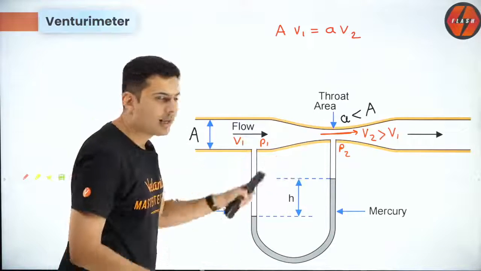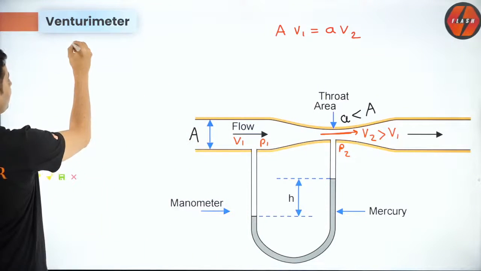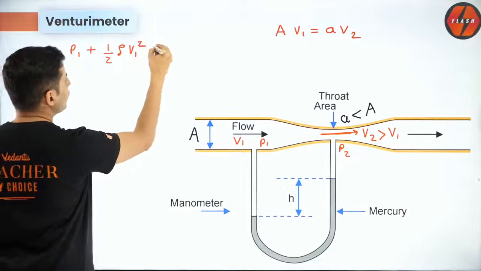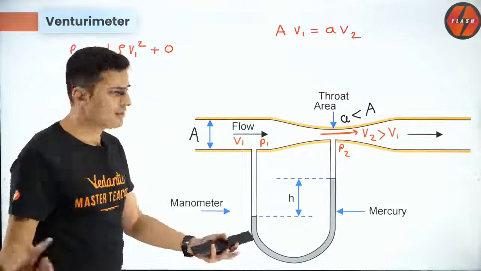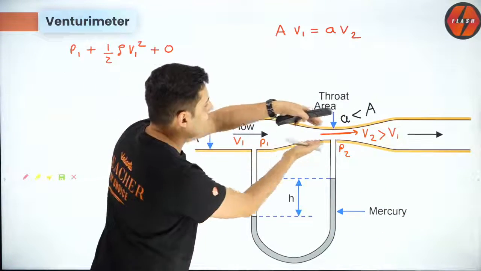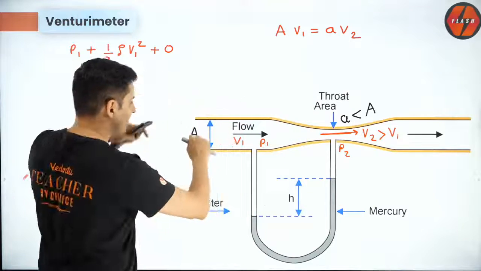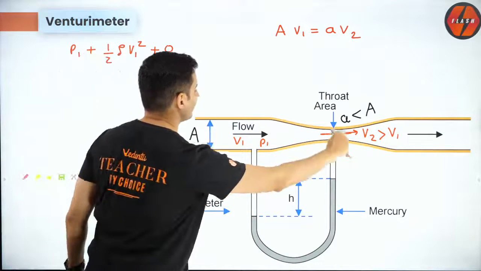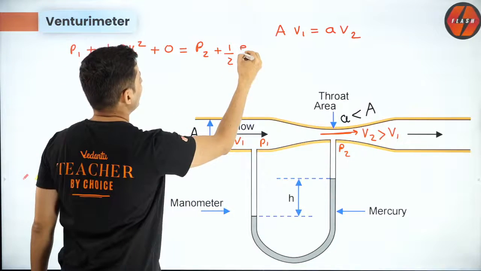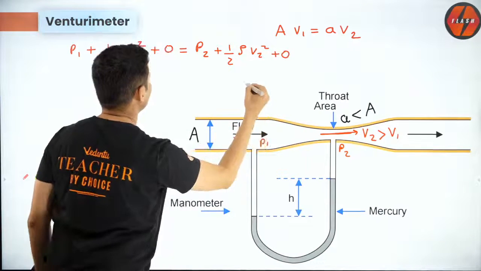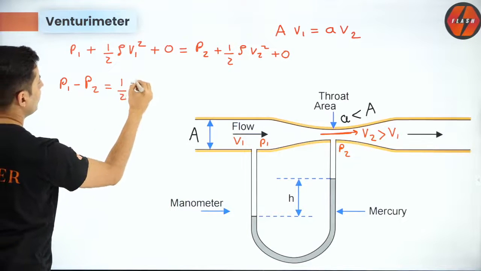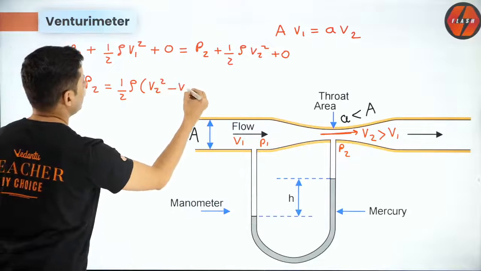Now if you use Bernoulli, you can clearly see what will happen to the pressure. P1 plus half rho V1 square, plus rho gh is 0. Why is rho gh 0? I can take the horizontal line itself as the reference. In that situation, the area of cross section is at the same height, so the height has not changed if you take this as the reference. So that's why the rho gh term is 0, equal to P2 plus half rho V2 square, again plus 0. Now just rearrange, you will get P1 minus P2 is half rho (V2 square minus V1 square).